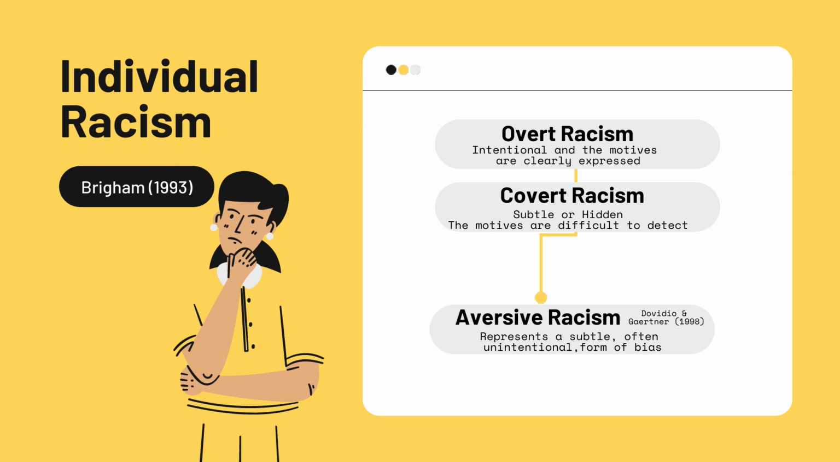Overt racism is intentional, and the motives of the perpetrators are clearly expressed. On the other hand, covert racism is more subtle or hidden, and the perpetrator's motives are difficult to detect. In contrast to overt and covert racism, the video in Gartner identified aversive racism, which represents a subtle, often unintentional form of bias. This bias projects itself through harsh racial feelings and beliefs that are developed unconsciously.